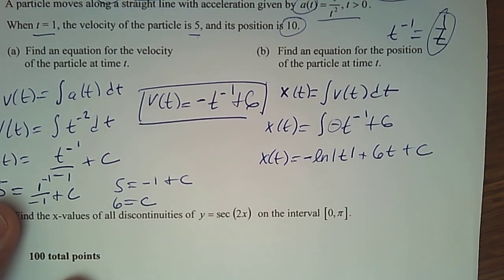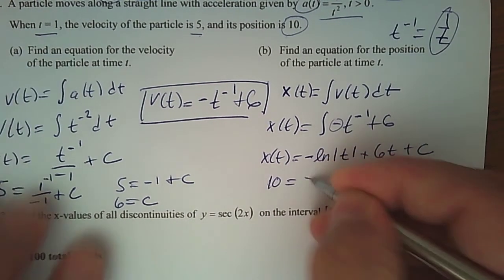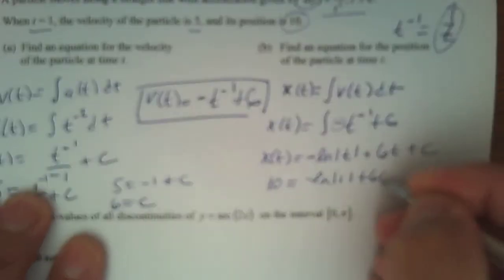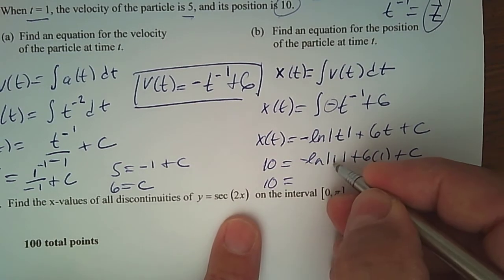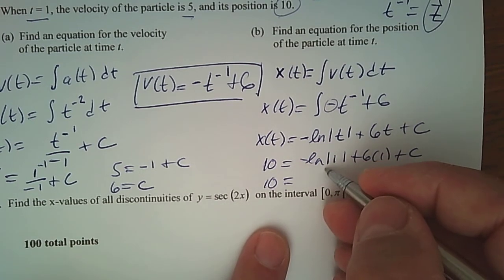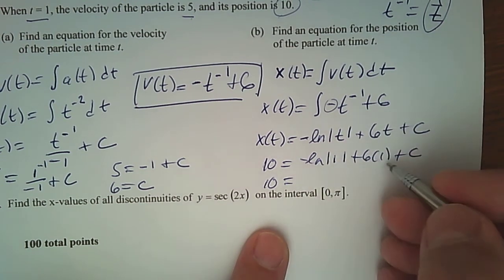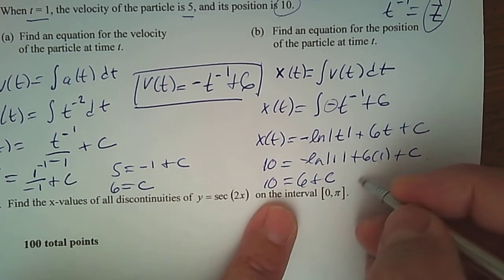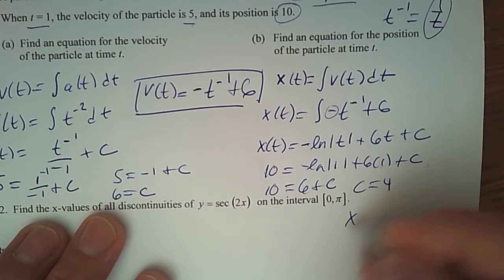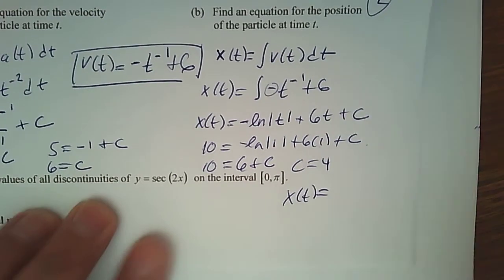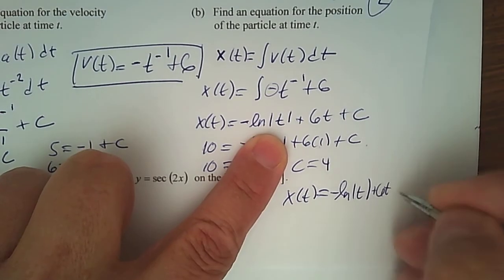Next, what do we know about the position? Again, when t equals 1, the position is 10. So we make it equal to 10. And then where there's a t, I put in 1. And then I solve for c. ln 1 is 0. Meaning if the base is e, what exponent gives you the answer 1? 0. Ln 1 is 0. 6 plus c is left. Subtract 6, and c is equal to 4. So if I summarize, the position of this particle, the equation, would be negative ln t plus 6t plus 4.